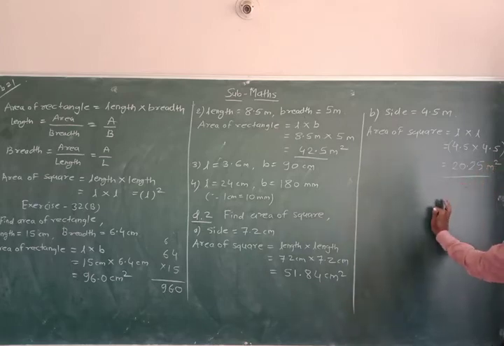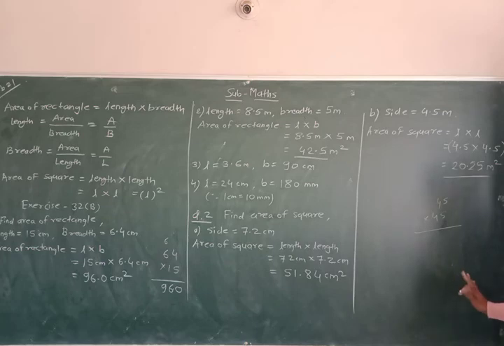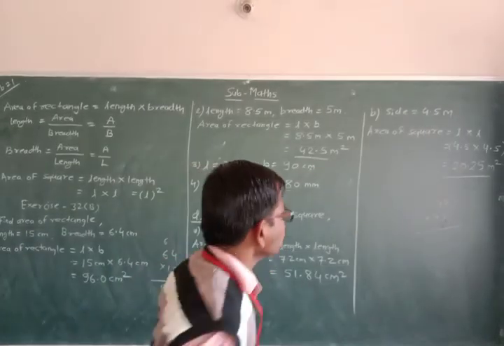And if you don't understand this, then what should you do? Simply do the multiplication. Simple. 45 multiplied by 45. Then do the multiplication. Then we get the answer. Okay? समझ में आया ना? Write down.